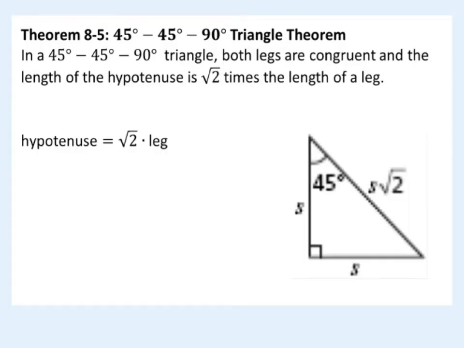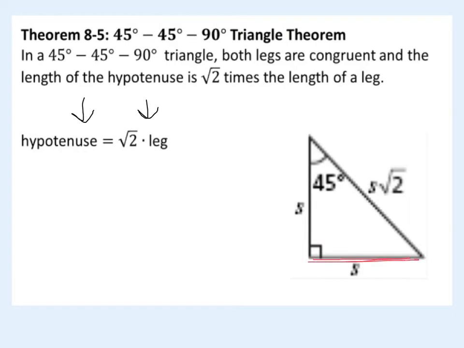First, 45, 45, 90. Whenever we have a 45, 45, 90 degree triangle, the hypotenuse will always equal the square root of 2 times a leg. Remember, a leg is just one length that is in my triangle.